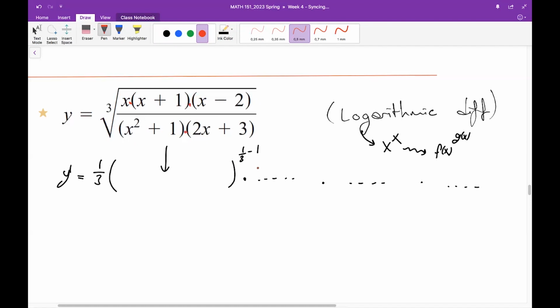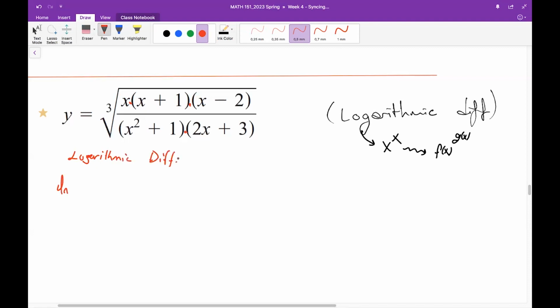Instead of doing it like this, okay, this is also possible. You can start taking the derivative directly like this. But as we noticed, it is very long, it will take too much time. Instead, you will apply logarithmic differentiation. And you will understand why this helps to simplify things in a second.